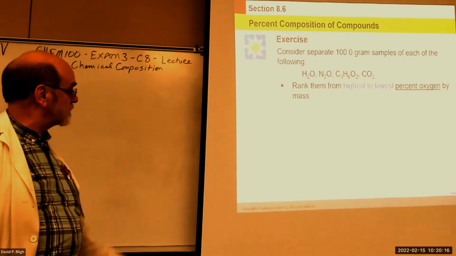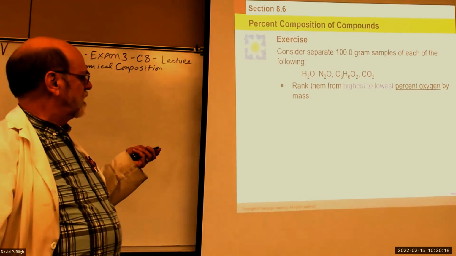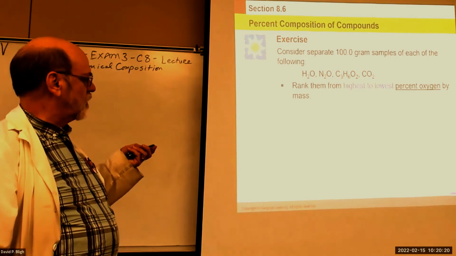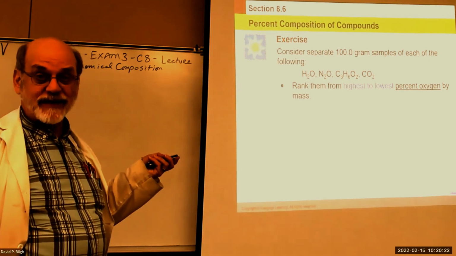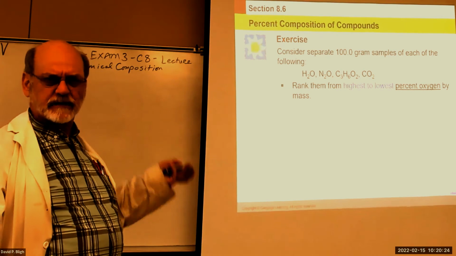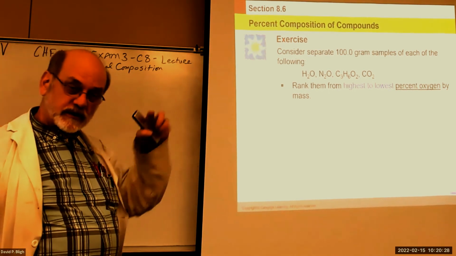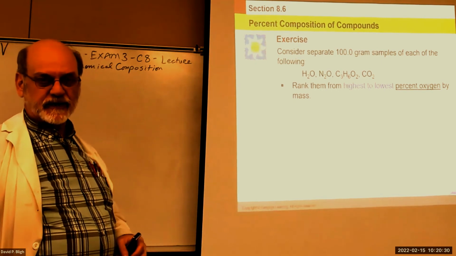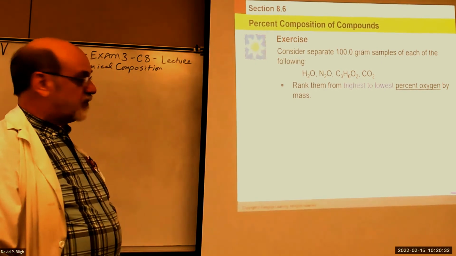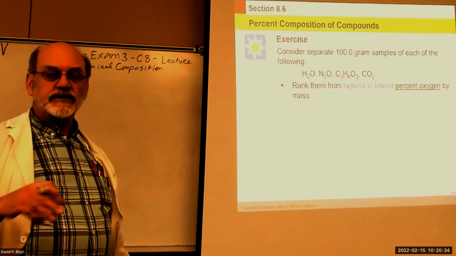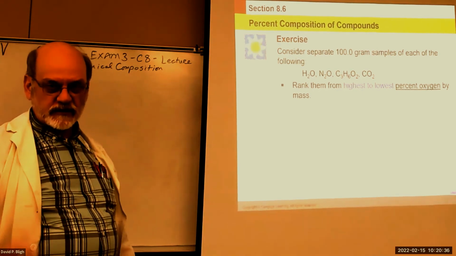Now the temptation is to say, I bet one of these over here would be more oxygen by mass, right? Because there are 2 of them, right? Probably wouldn't be this one because that molecule is bigger, which would depress the percent. But you don't know until you actually do the calculations.